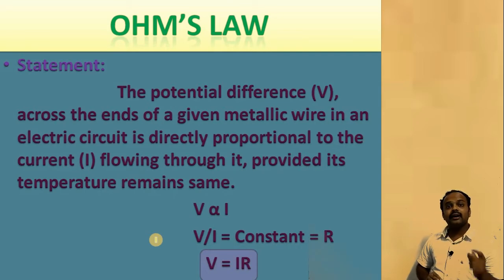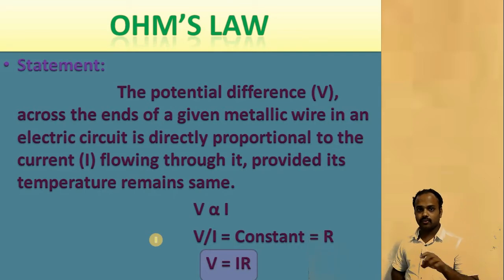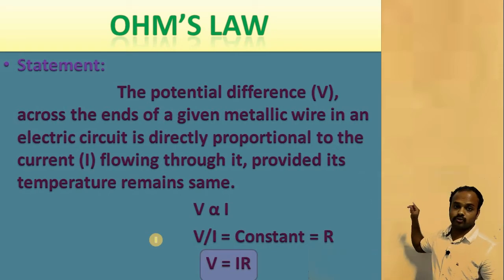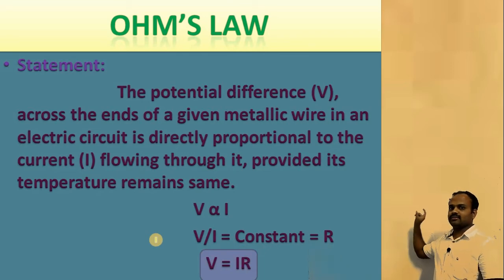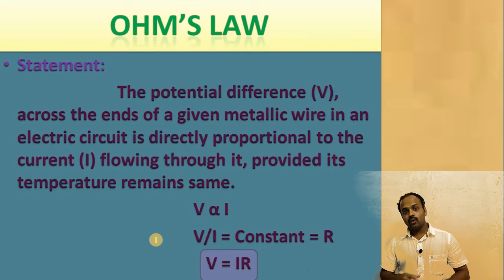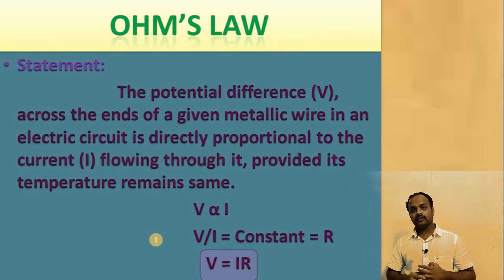The potential difference across the ends of a given metallic wire in an electric circuit is directly proportional to the current flowing through it, provided the temperature remains constant. That is, V is proportional to I. V by I, whatever that is, we get a constant. The constant is taken as R. V by I equal to R, or V equal to I into R. This is the Ohm's law equation: V equal to I into R.